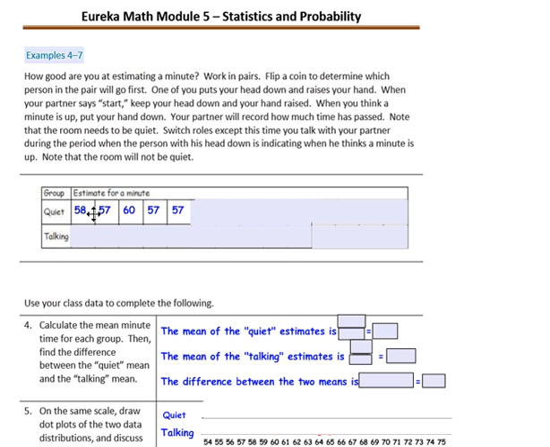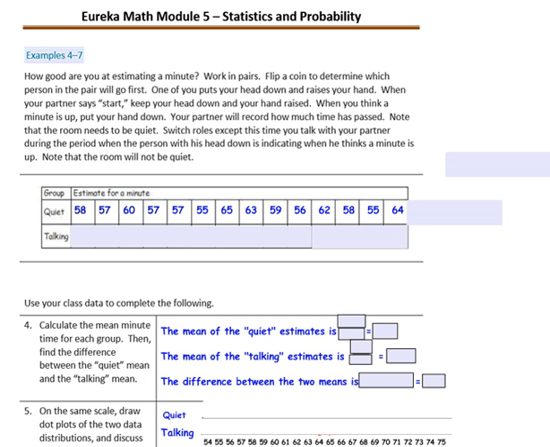57 seconds, 57 seconds, 55 seconds, 65 seconds, 63 seconds. So these last two people overestimated when a minute was up. It was actually less time than they thought. 59 seconds and 56 seconds. 62 seconds, 58, 55, and 64. So that was having people estimate when they thought a minute was up, and there was no talking involved.